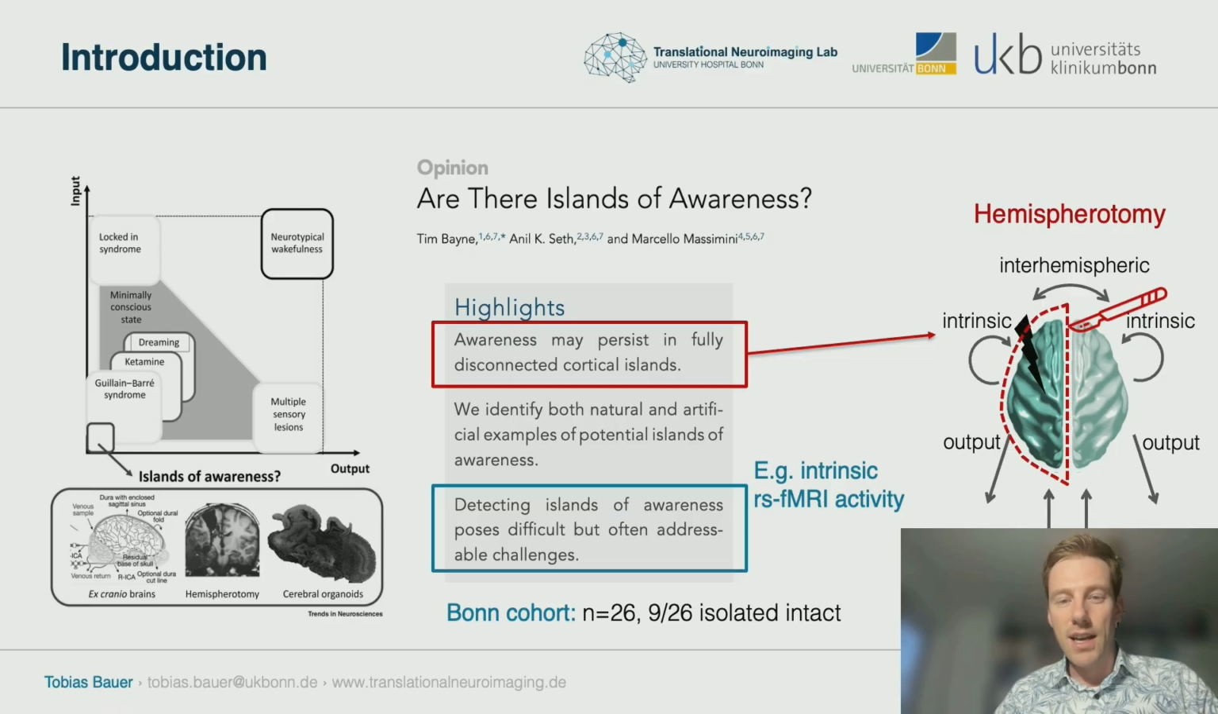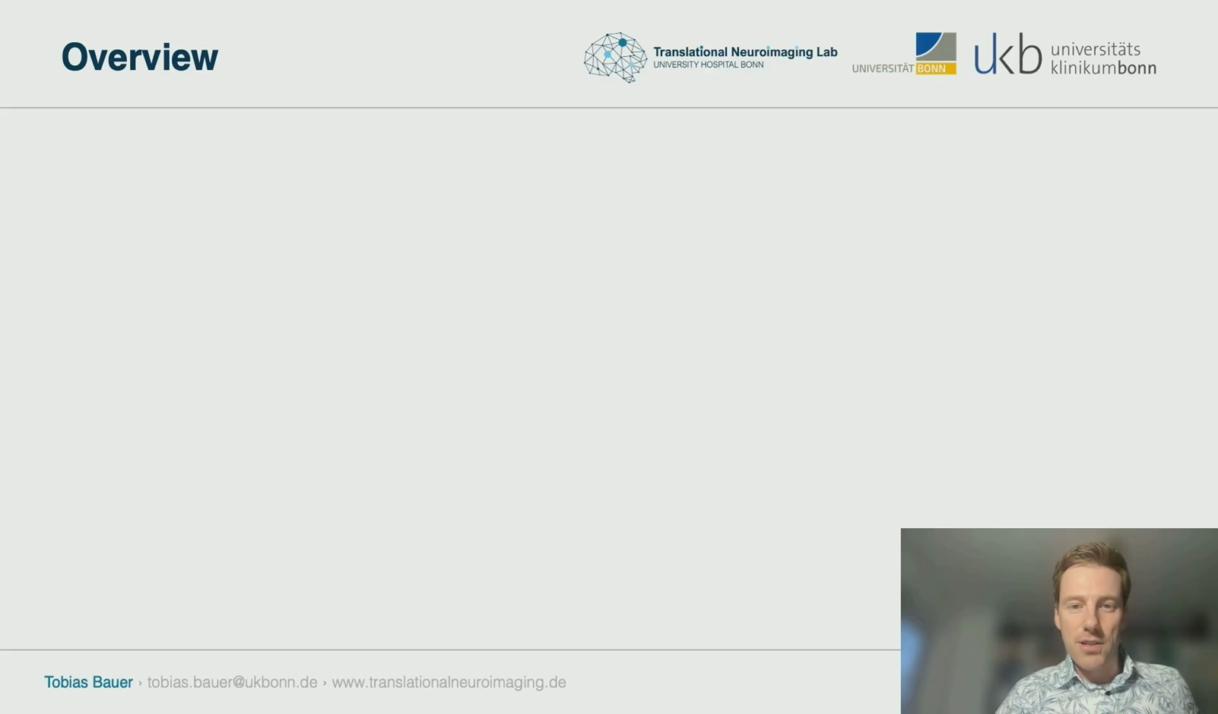fMRI activity. What we did in our cohort at our center, which consists of 26 individuals who underwent hemispherotomy, is that 9 of those 26 individuals had an isolated hemisphere that was anatomically sufficiently intact so that it could be used for resting state fMRI analysis. On the following slide, I wanted to guide you through the basically 4 steps of analysis that we did with that cohort, and that I want to talk about in the next 10 minutes or so.